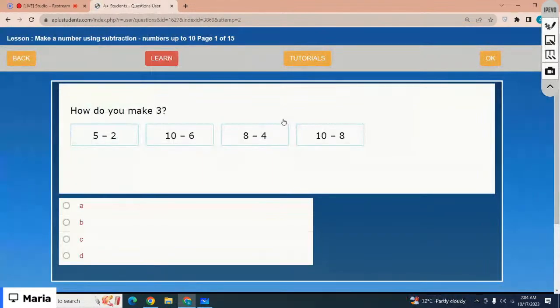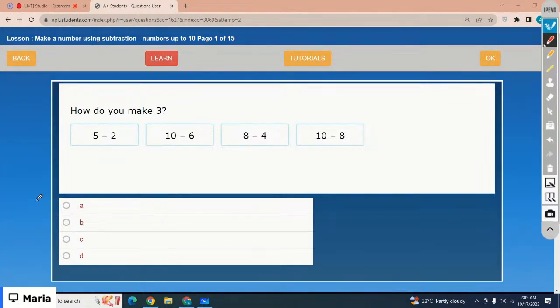Okay, how do you make 3? You are given 4 options. You need to select the option that makes 3, right? So which option makes 3? What do you think? Start with the first option, that is 5 take away 2. So you can make 5 lines, 1, 2, 3, 4, 5. Remove 2 of them, count the rest of the lines, 1, 2, 3. So 5 take away 2 is 3, right? That means that is the correct option. You can check the other ones also, but the correct option is only one.